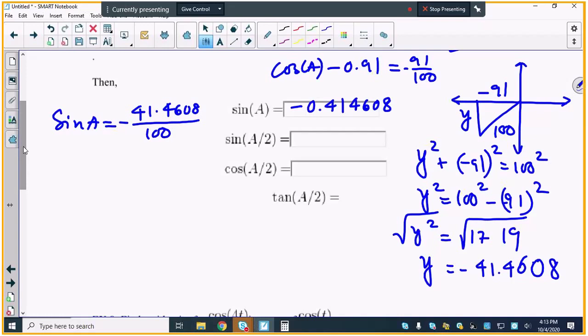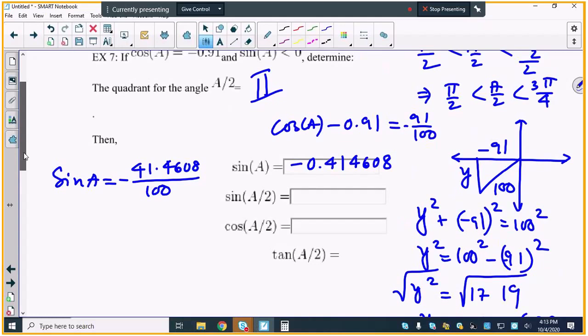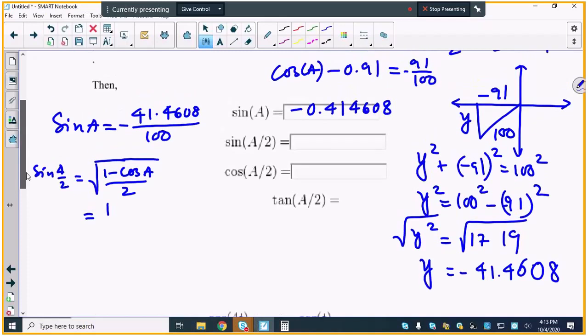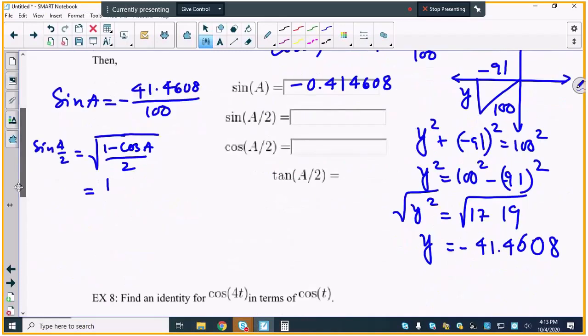Sine a over 2, cosine a over 2, tangent a over 2. The second quadrant is where a over 2 is. That's what we have found out. So sine is positive, cosine and tangent are negative. So let's do that. First, I do sine of a over 2. That should be positive. So this is the square root of 1 minus cosine a over 2. And because cosine already is negative, it's negative 0.91, so minus will make it a positive number, so that's 1.91 essentially. So I will say this is the square root of 1.91 over 2.